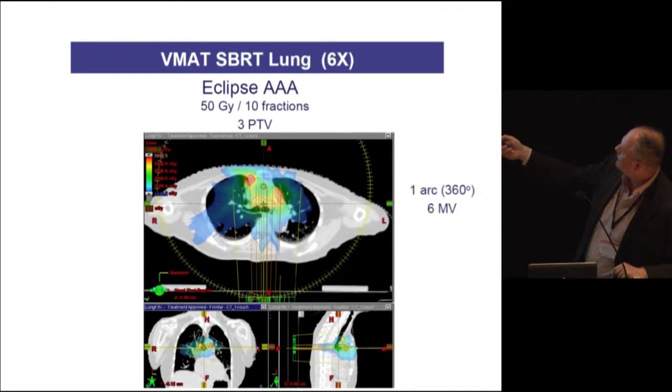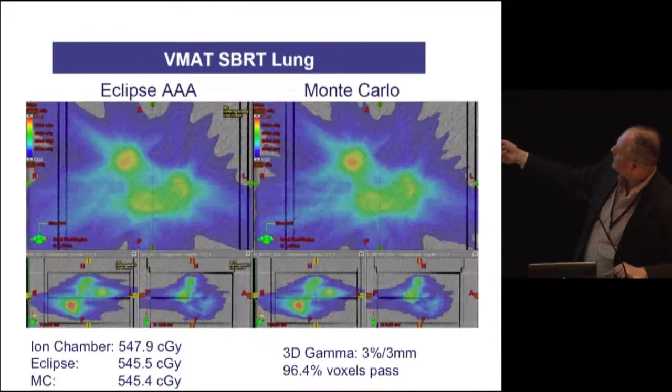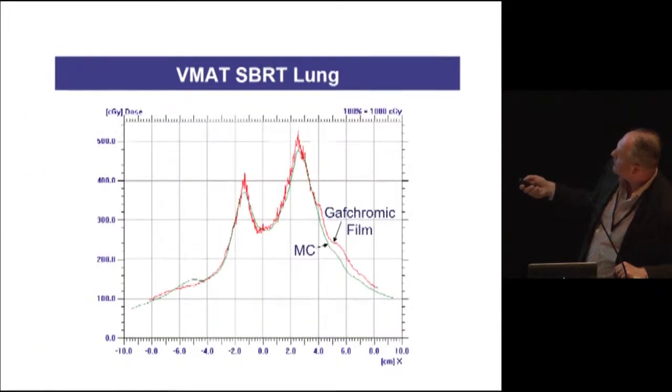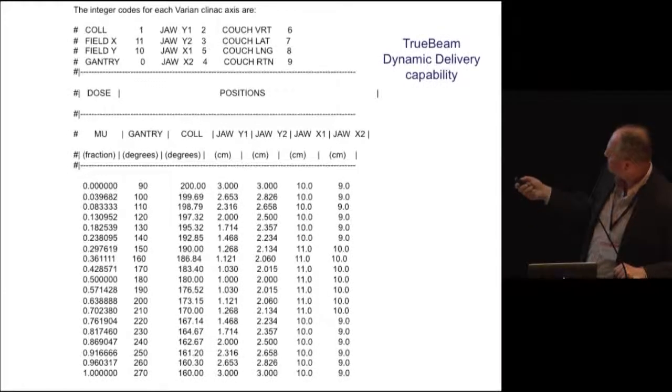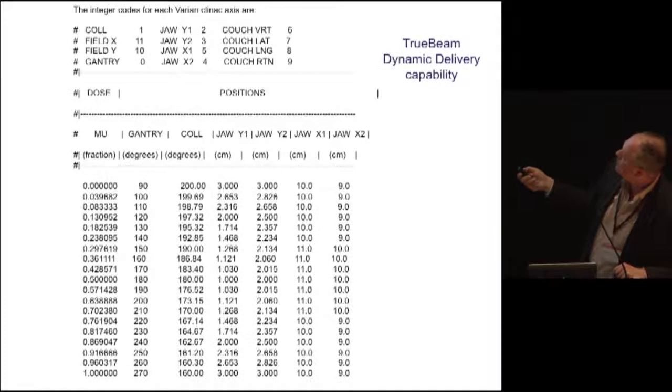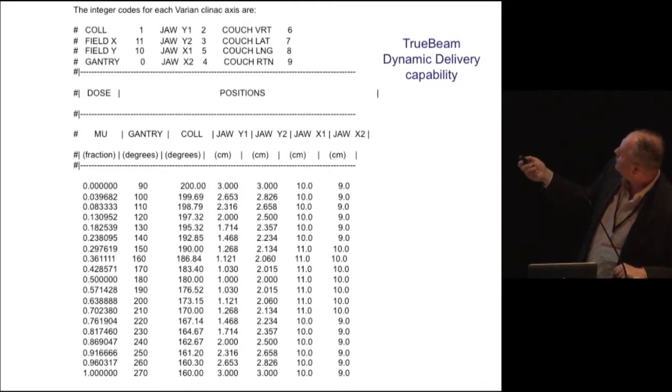Here's a profile comparison, Eclipse and Monte Carlo, and here's Monte Carlo versus GAFchromic film. GAFchromic film is the noisier one. And another case in which we have an SBRT lung with 3 PTVs, very complicated case. And again, very good agreement with measurements as well.